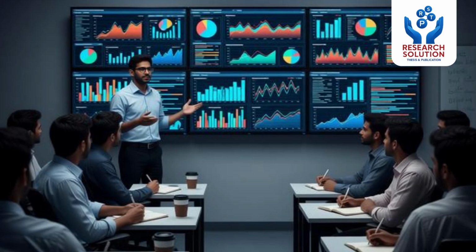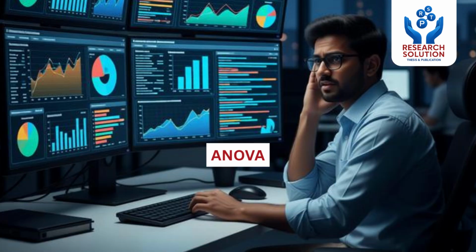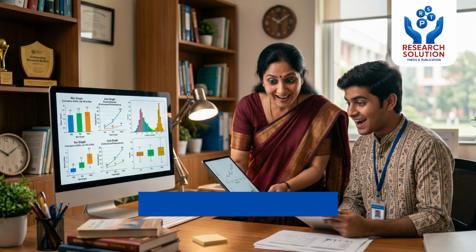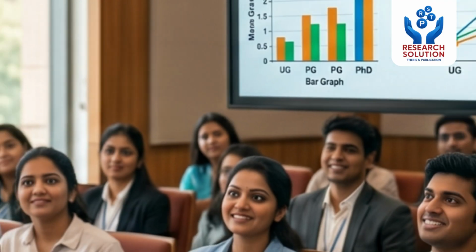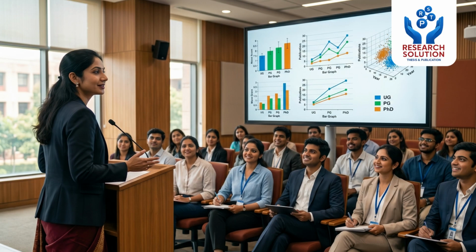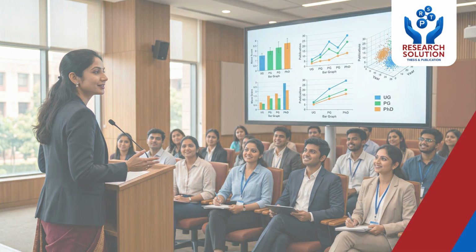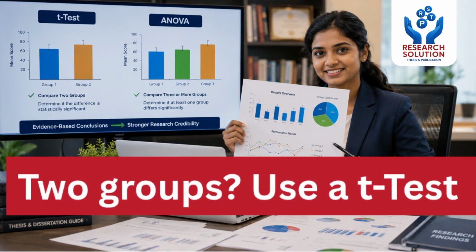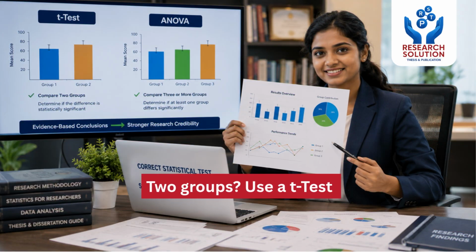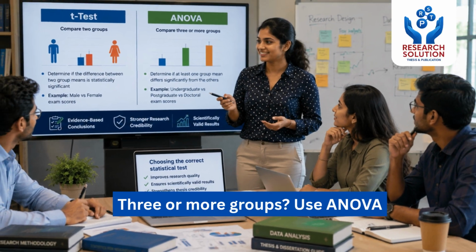Running multiple t-tests would increase the risk of errors. This is where ANOVA, or analysis of variance, becomes useful. ANOVA allows you to compare several groups simultaneously and determine whether at least one group differs significantly from the others. Think of it this way: 2 groups, use a t-test. 3 or more groups, use ANOVA.